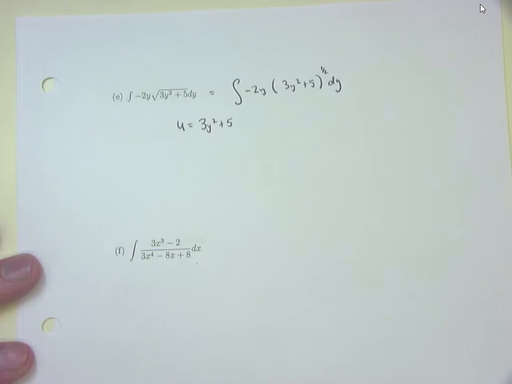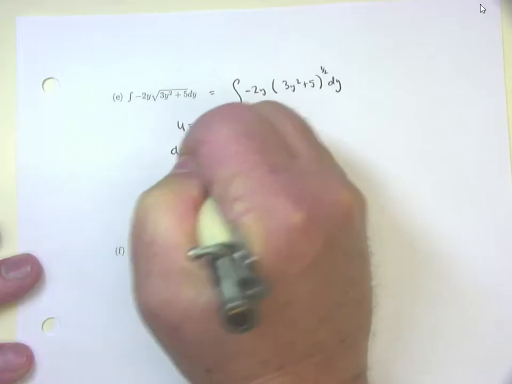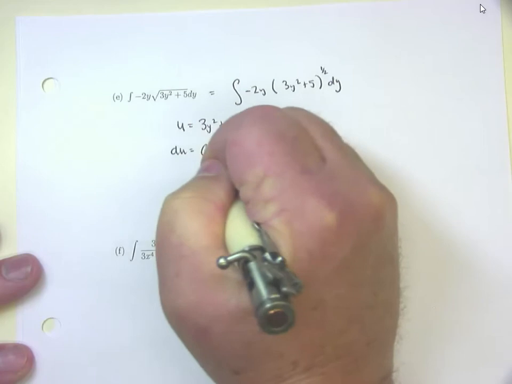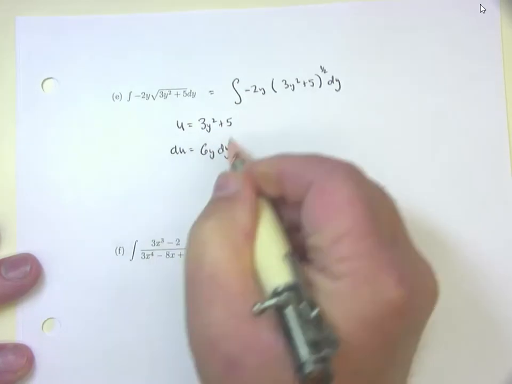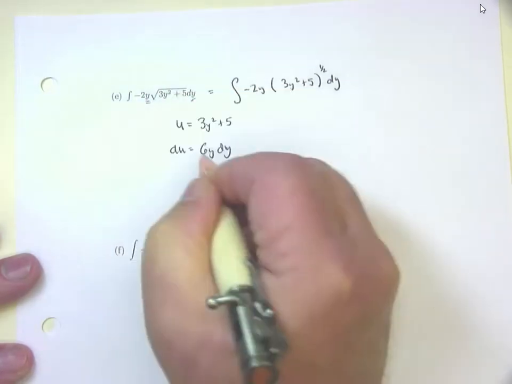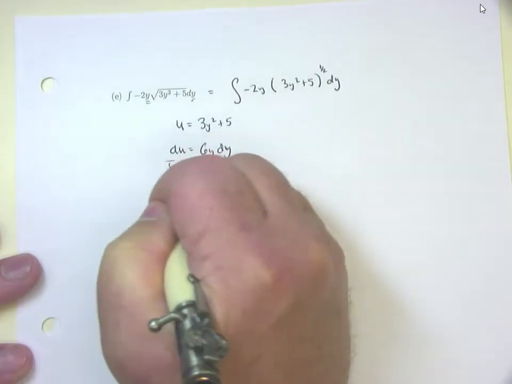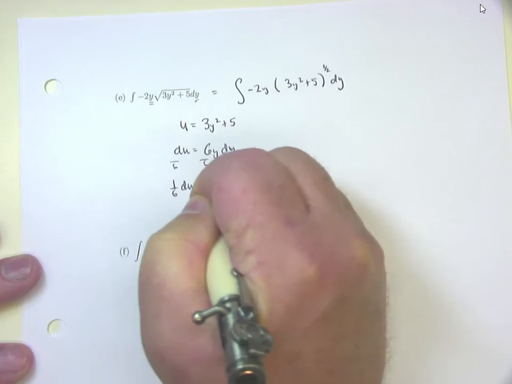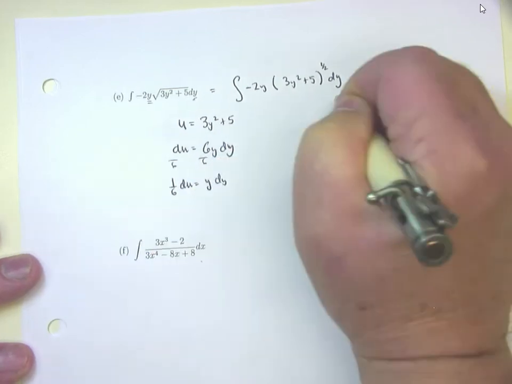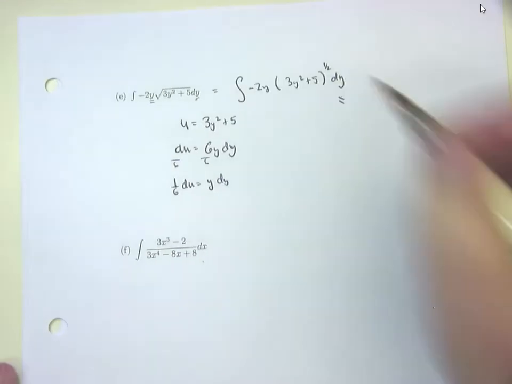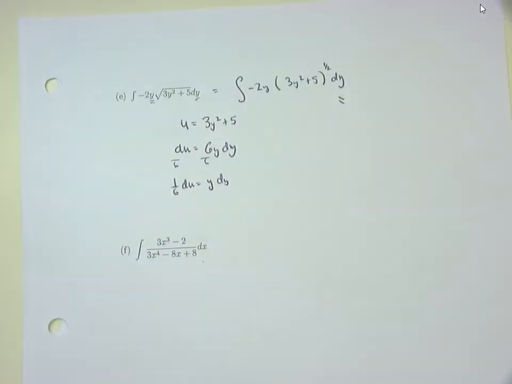Step 1, clean up the problem, and then find u if it's not a form you have memorized. Then take du. What's the derivative of 3y squared plus 5? 6y dy. I see the y dy, move your constant to the other side. So I'm going to divide by 6 on both sides. This gives me 1/6 du equals y dy. And I want to substitute in for the y dy because that's what's left over. Constants, I don't worry about.